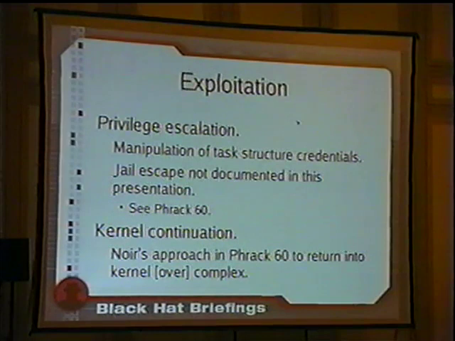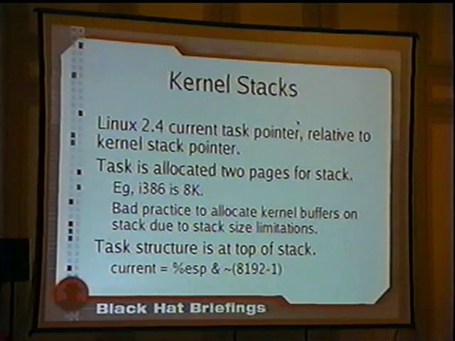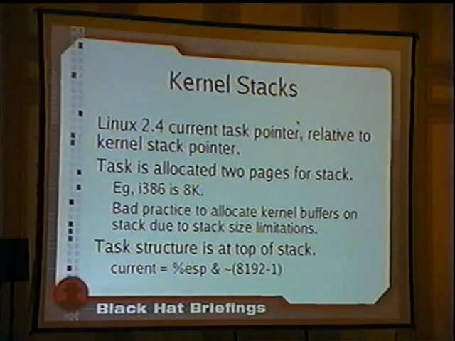If we look at Linux 2.4 and kernel stacks here, every process pretty much gets an 8K kernel stack for i386 Linux. At the top of this kernel stack, we have our task structure, which is our process control block, containing information about the process that's running. It contains information such as our UID, our GID, and so forth. It's very essential. The current task structure is relative to our stack pointer. So once we're running in the kernel, we can look at our stack pointer and get our task structure immediately. We do that by masking off the lower bits, and this will give us the top of the stack in our kernel stack.